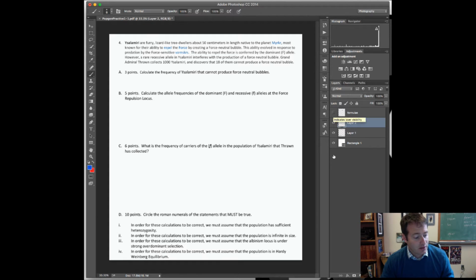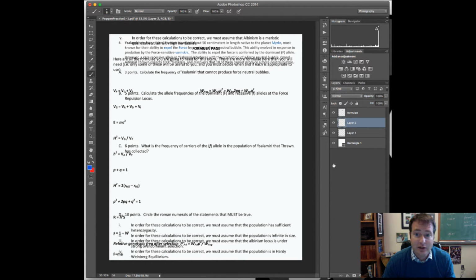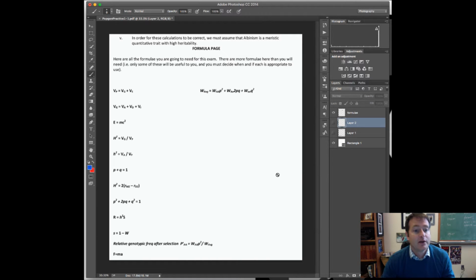Because I uploaded with this one an example of the formula sheet I used to use for these exams, and so I'm going to show you that by turning off these layers. So we'll deal with this particular problem in a second because it's a bleed over from a previous one. But this formula page.